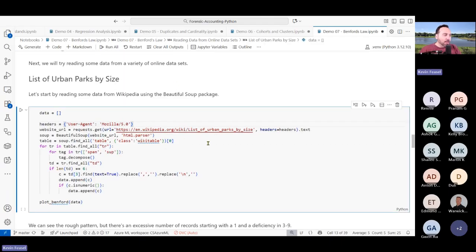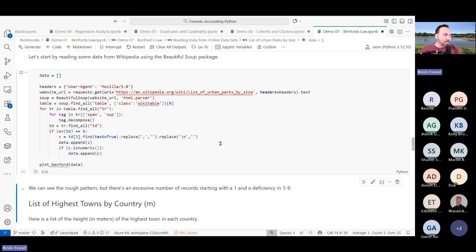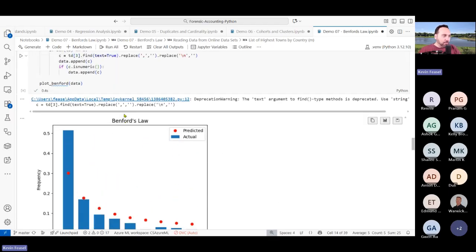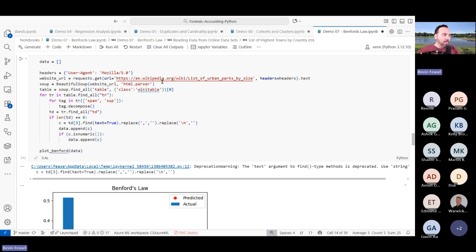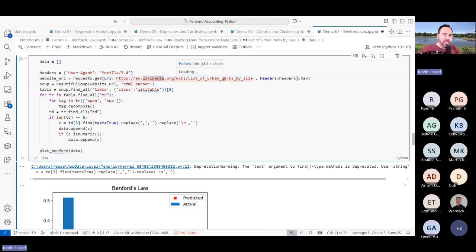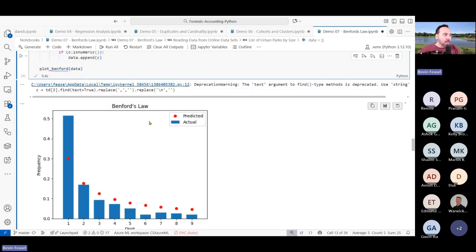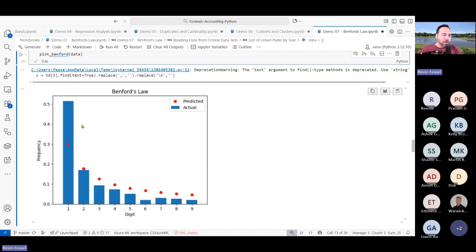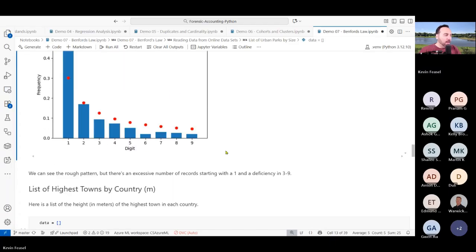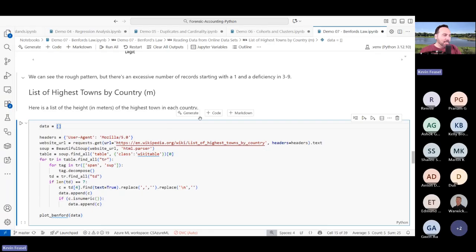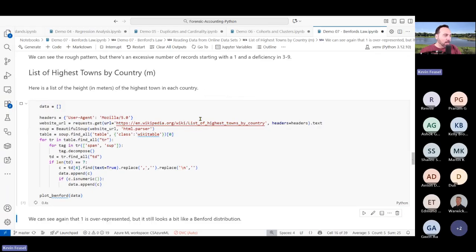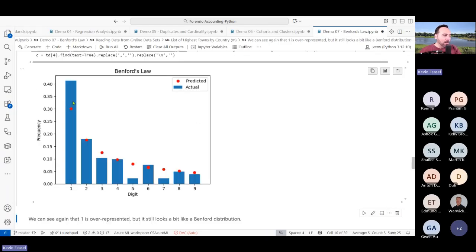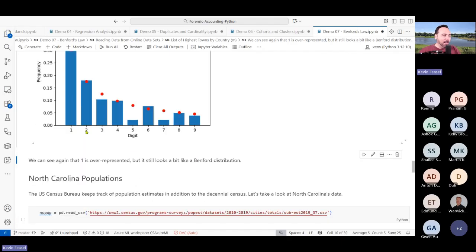But if I look at the list of urban parks by size, this is a Wikipedia data set. And you can grab the URL. You could check that data set out. It's a table there. This is, I think, number of acres. But you'll notice 1 is overrepresented, but everything else kind of follows. If we look at the list of highest towns by country in terms of height, it's not a perfect match, but it's not ridiculously off.